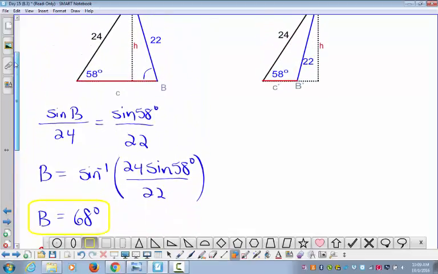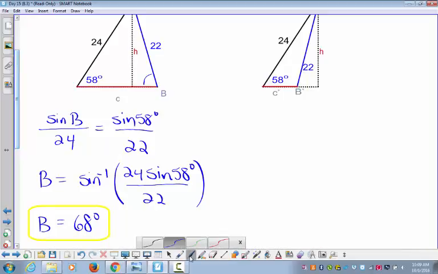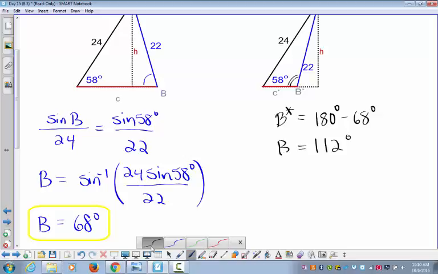So that's the inner triangle. We'll always solve the inner triangle first. Then we'll jump over to the outer triangle. And the angle that we have to solve for first is B star. And B star, we talked about that a couple of times. B star is nothing more than the supplement of B. And we found B to be 68. So B star is going to be, is that 112 degrees? 112 degrees for B star.